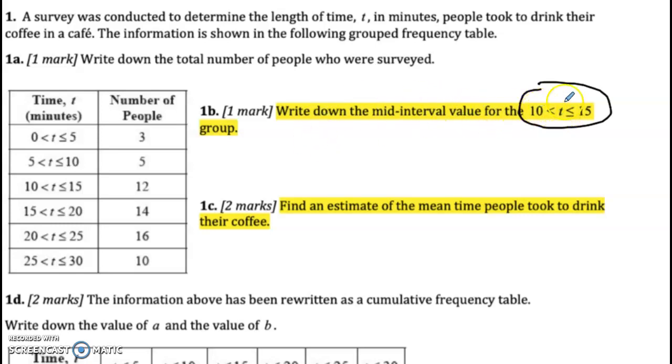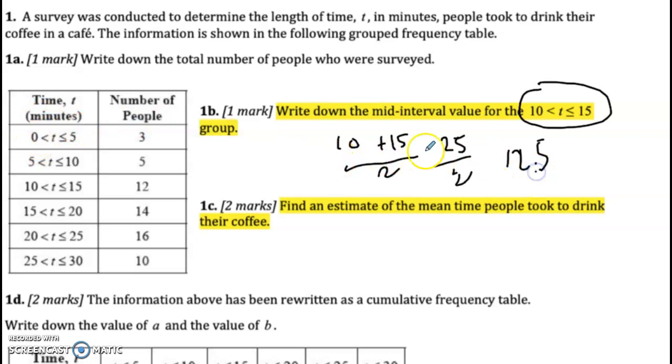So the mid-interval value is the average of these two. So you would add 10 and 15 and divide by 2. So 10 plus 15 divided by 2 is 25 over 2, which is 12.5. So that's all they wanted on that one. And for each of these, to find the mid-interval value, you would have to average the upper and lower bound. Some of you are trying to find the median and you are ignoring this, and I know it says it doesn't include it, but when we find that mid-interval value, we do include it in this little calculation here.